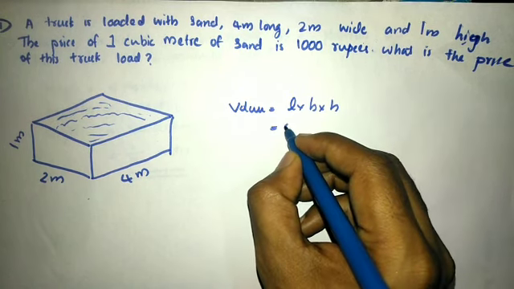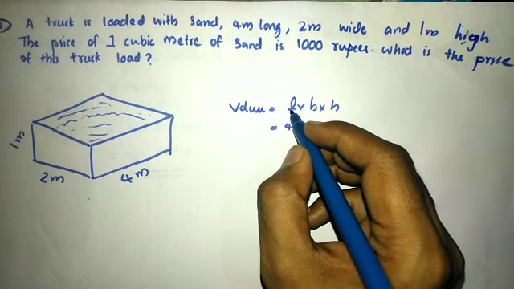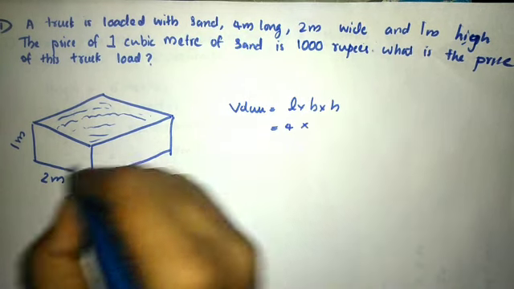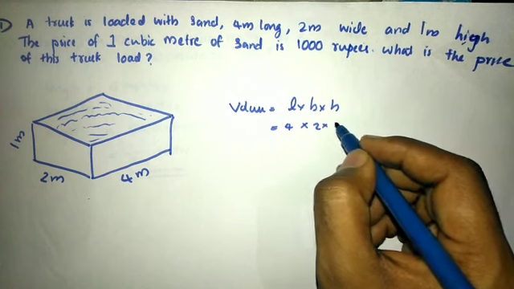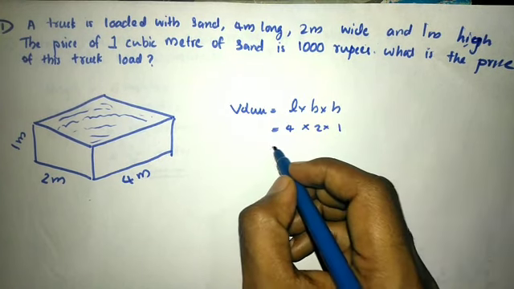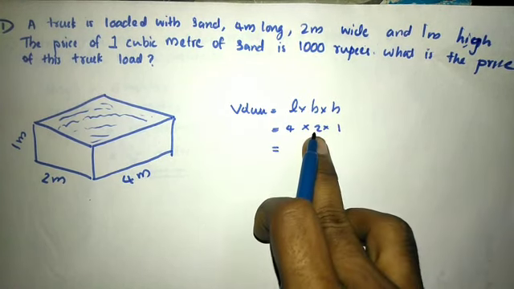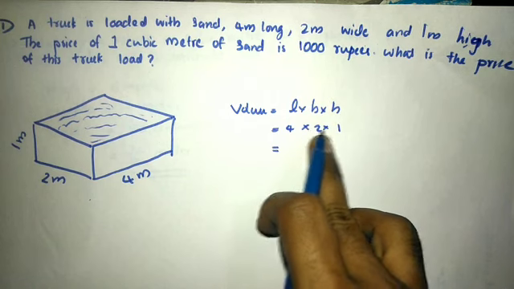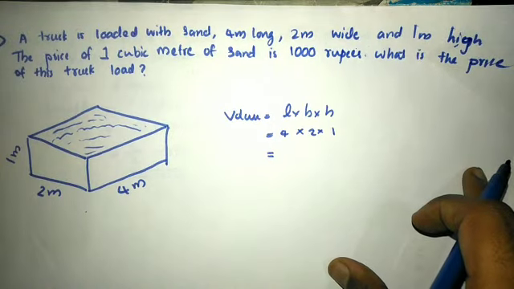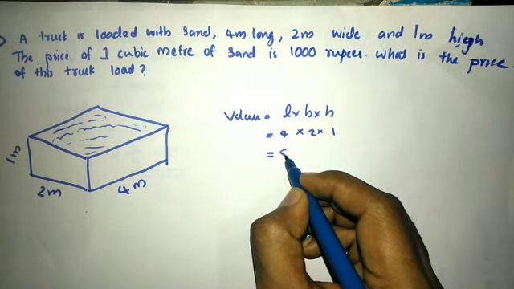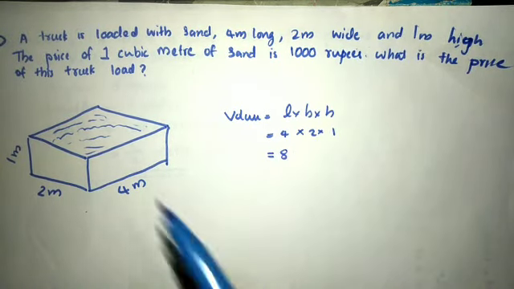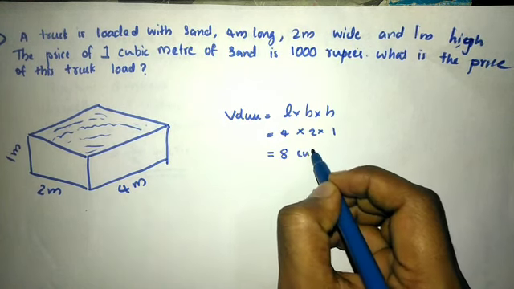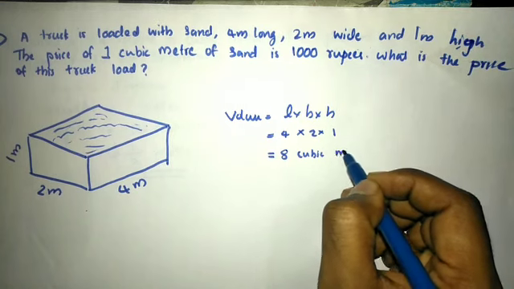So we can write 4 instead of L, length, 4 into breadth, that is 2, into height, that is 1. Now we can multiply it. 4 into 2 is 8, and 8 into 1 is again 8. So the answer is 8. Here all the measurements are in meter, so we write cubic meter.